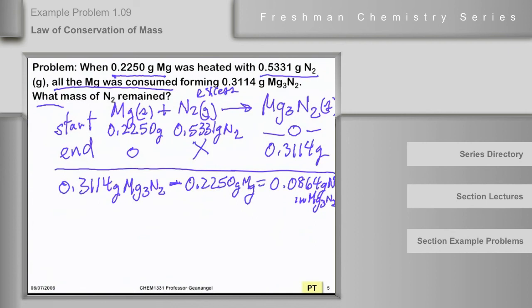We're not home yet. What we want is X, and X is how much nitrogen is unreacted. So we had this total amount of nitrogen, some of which of this 0.5331 gram went into the compound. So let's again write down what we know. We have 0.5531 grams of dinitrogen that we started with, and we have just shown that we used up 0.0864 grams of nitrogen in the product.